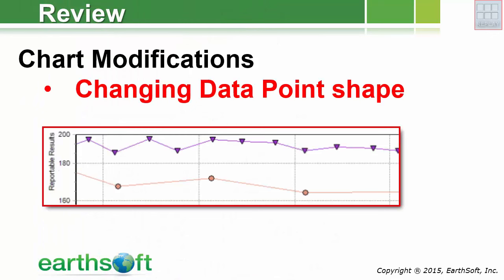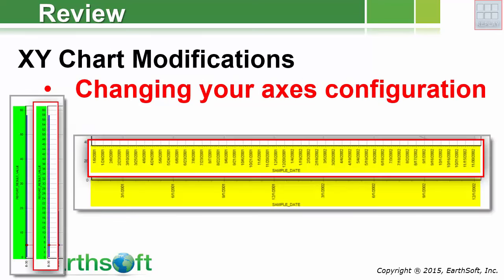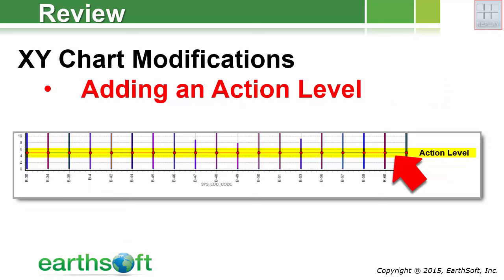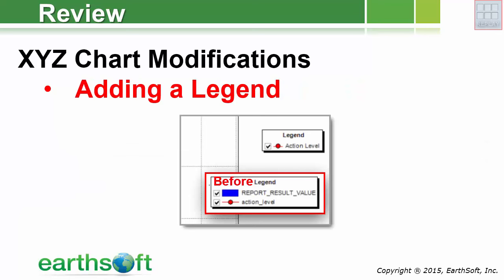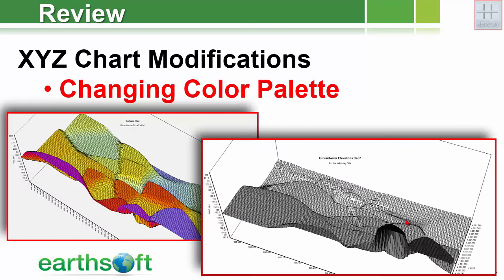I just want to highlight some of the things that we covered today. You can change your data point shape and also add it to your series. You can change your axis configuration by changing your increments. You can change the min and max values of your series. You can add an action level to your XY charts. You can add a legend. It's very useful. For your XYZ charts, you can change the palette style.